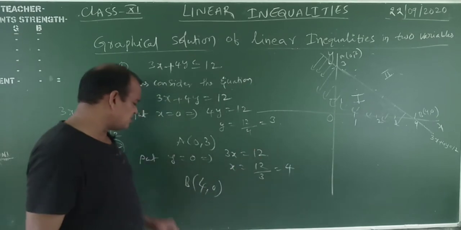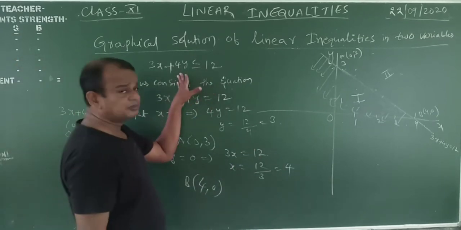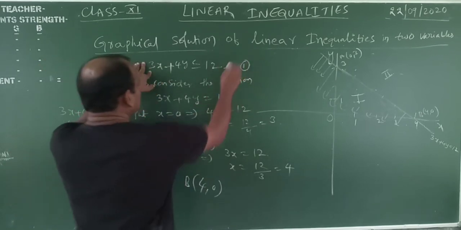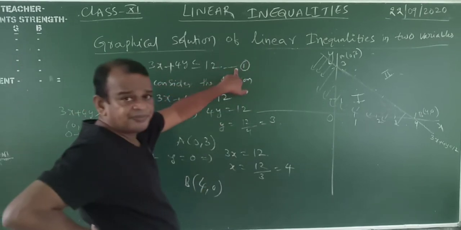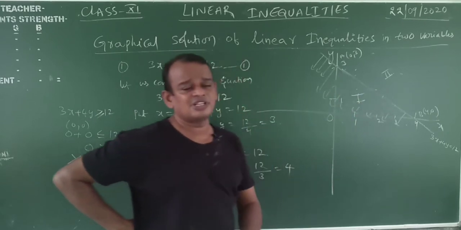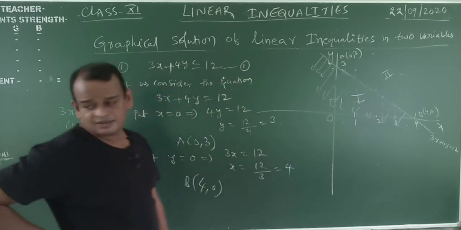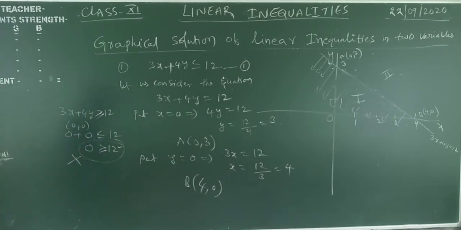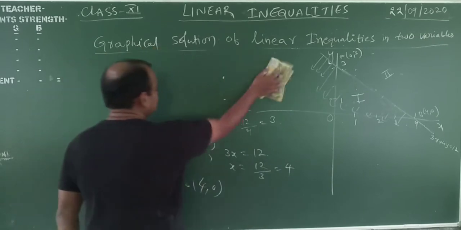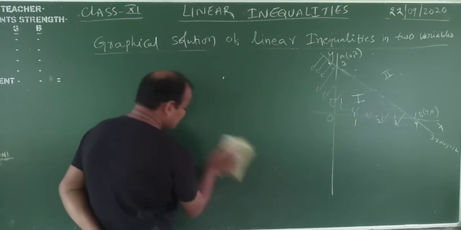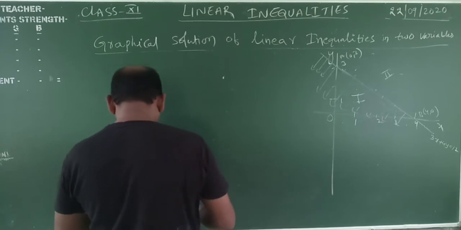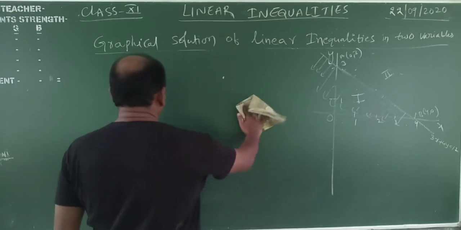What is the solution of this problem? The solution of the inequality 1 is the shaded region 1 and including the line also. This is the solution for the given graph. Okay, my dear students, now we are going to the second problem. Simply in this way we will complete the problems. Very easy. Okay.